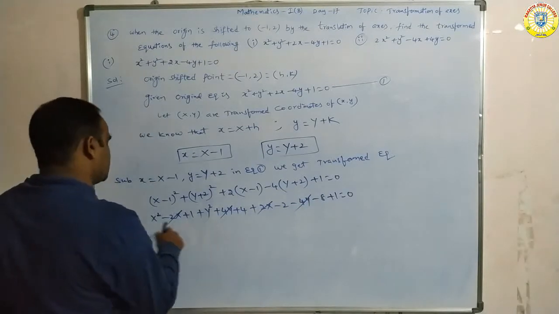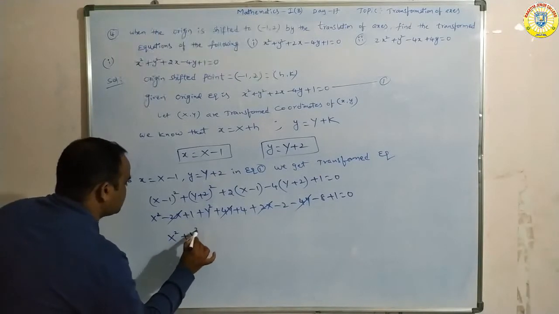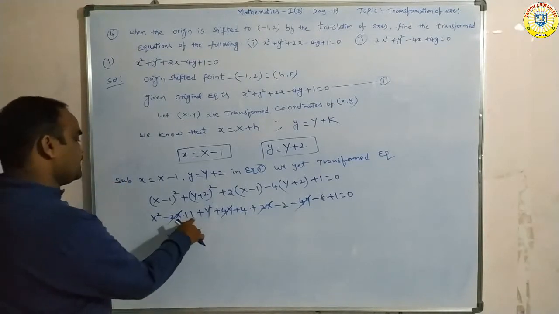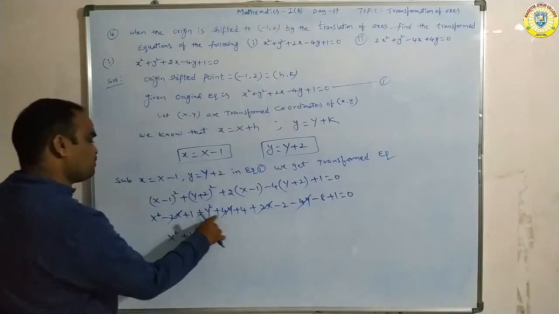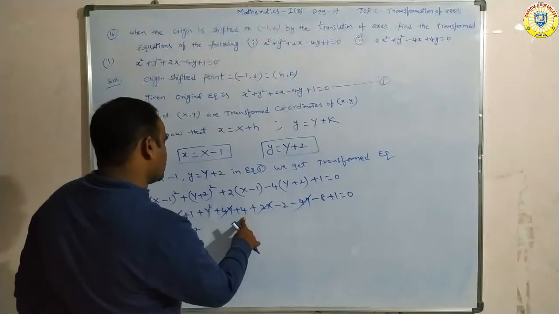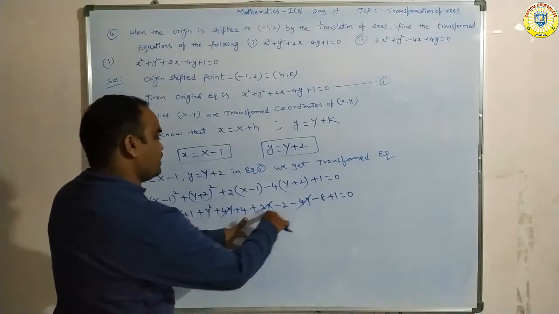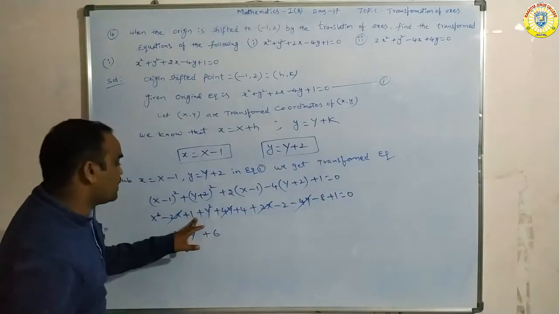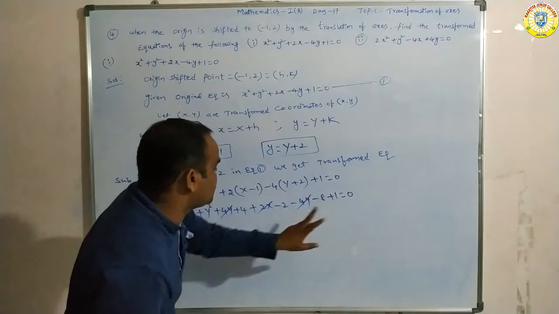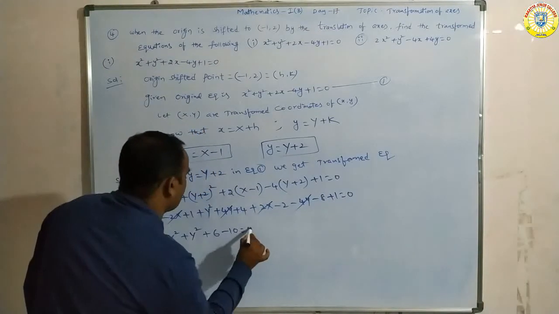Now we are simplifying this one. Here what is the remaining value, sir? Capital X square plus capital Y square. Here 1 plus 4, what is the value, sir? 5. So first we are writing the plus values sum. 1 plus 4 is 5, 5 plus 1 is 6. Minus 2 minus 8 is minus 10, is equal to 0.